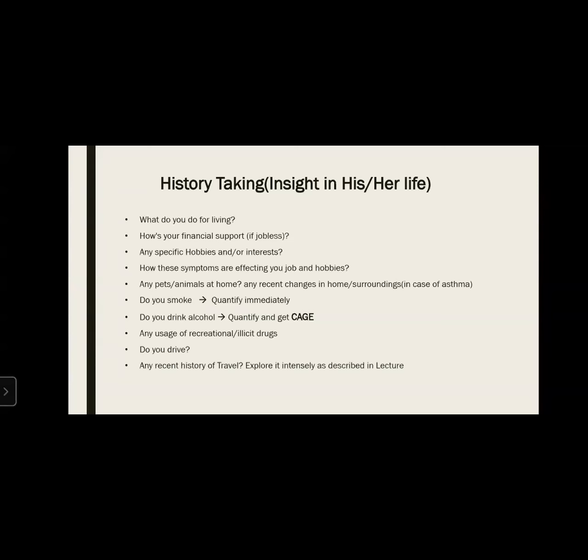What you will do? S for smoking, A for alcohol, J for job, I for illicit drug, D for driving, T for traveling. But in the case of asthma, you can ask some other questions also, like any specific hobbies, any pets or animals in the home, and any recent changes in your home or surroundings. Like maybe there is some renovation going on in the home, maybe some renovation going on outside in the street. And sometimes if you have time, you can go for the CAGE questionnaire of alcohol. I hope you all know it. I will not go into detail of the CAGE questionnaire.